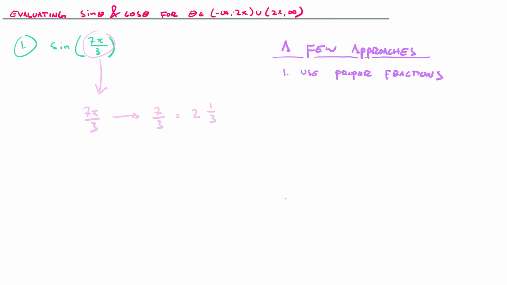7/3 as a proper fraction is written as 2 1/3. So we can think about this on the unit circle as going 2 pi, which is coincident with 0, or coterminal with 0 is probably the better way to say that. But then we're going an additional pi over 3.